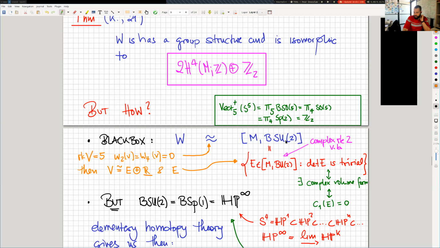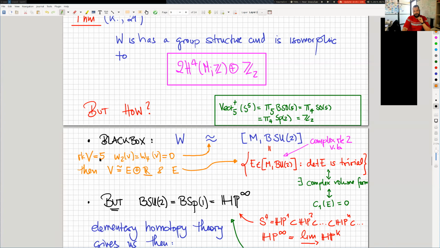You can think of BSU2 as classifying complex rank 2 vector bundles over M such that the determinant bundle is trivial. Equivalent to that is that there exists a complex volume form on your complex vector bundle, or equivalent to that is that C1 is 0. C1 of your complex vector bundle is the same as C1 of the determinant bundle, and this is trivial, so this has to be trivial, and this is all equivalent. So this is a subclass of complex vector bundles of rank 2. This is what it classifies, again with the same methods I told you before. And how is this correspondence done? Well, you can show there are some things to work on.